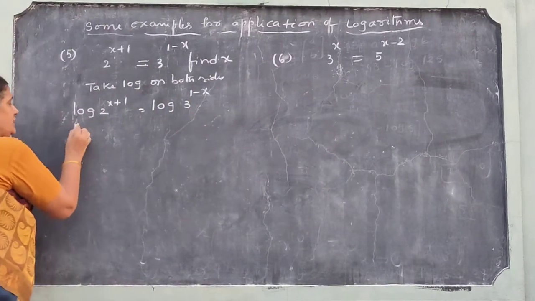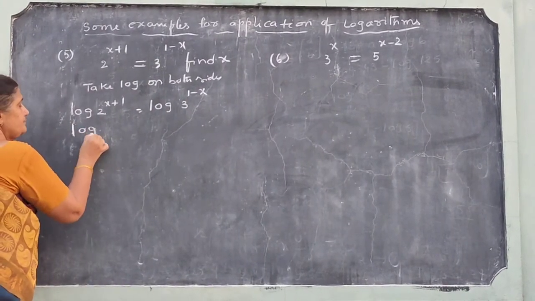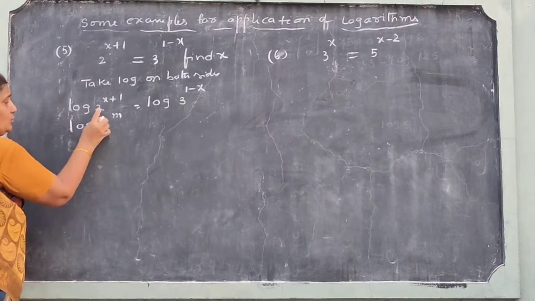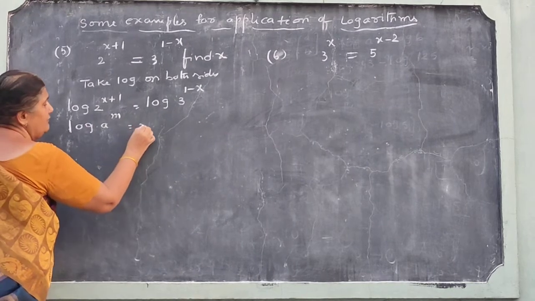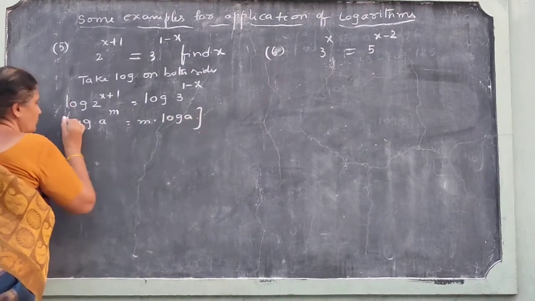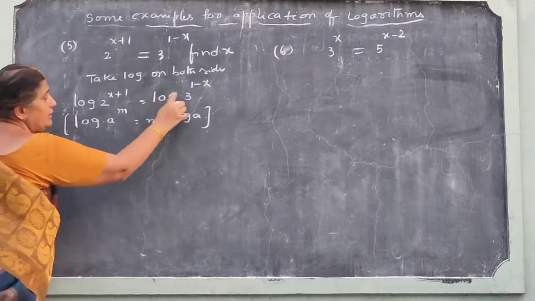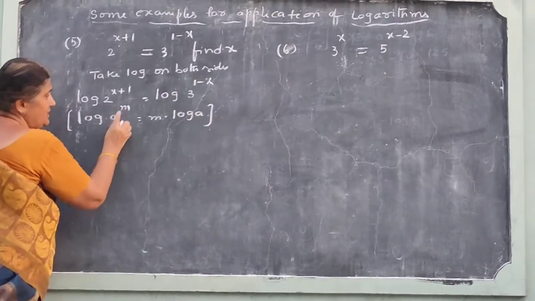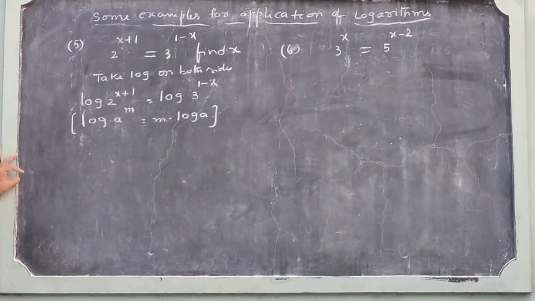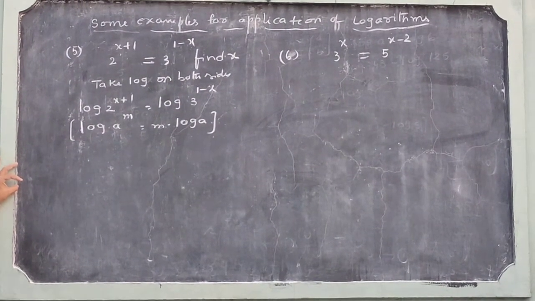Now listen, it is in the model of log a power m. Log a means 2, m means x plus 1. What is the formula? m into log a. So both have the same formula. Log a power m, a means what? 3. m means 1 minus x. The same formula should be applied for both LHS and RHS.